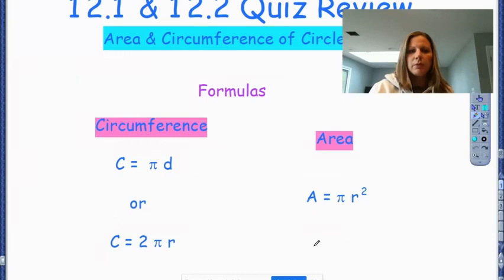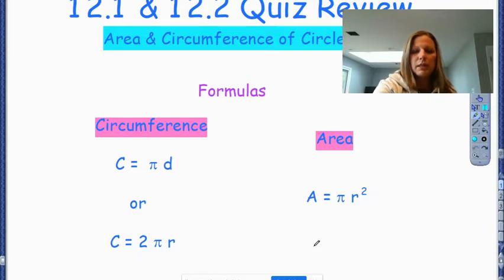We're going to work on reviewing 12.1 and 12.2, the area and circumference of circles. So before we get started in practicing some of the problems, we need to remember what the formulas are. There's circumference of a circle, and there are two formulas we could use for circumference.